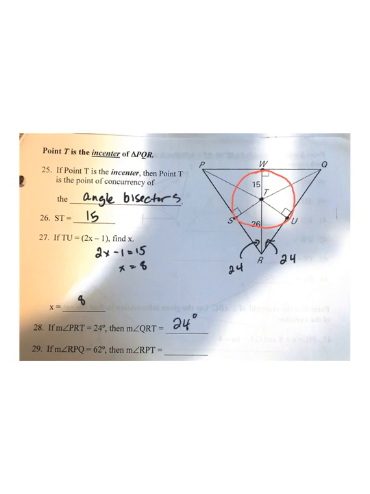Then we have angle RPQ. That's this angle here. They say that this angle is 62 degrees, but they want the measure of angle RPT. RPT is half of that, so that would be 31 degrees.